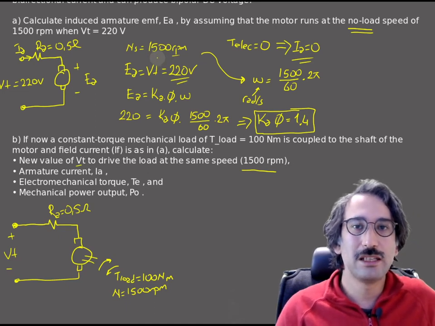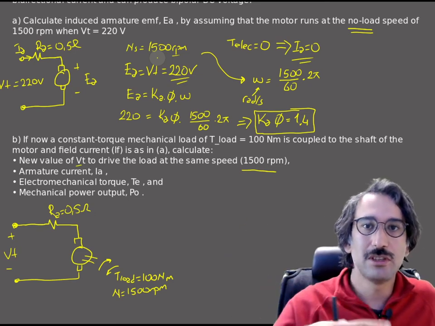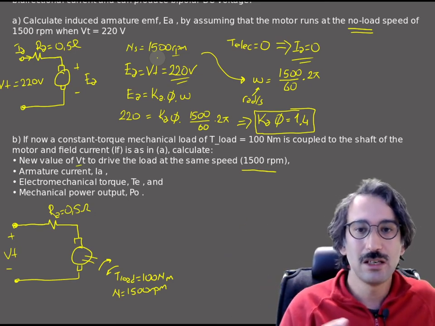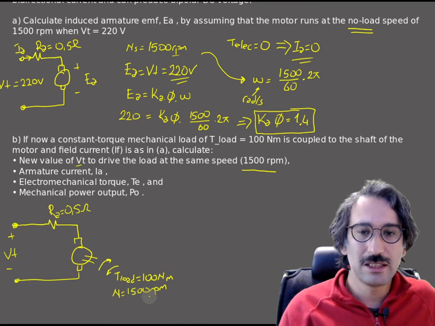So if you don't do anything and if you just apply a torque load, your machine will slow down. But we don't want that. What we want is to increase the terminal voltage, and that is the value that we need to find, so that we will still have the same speed.